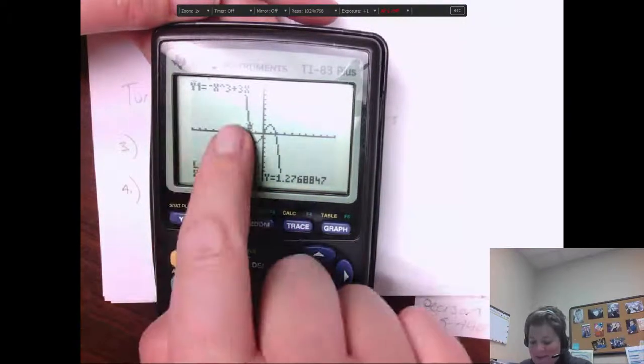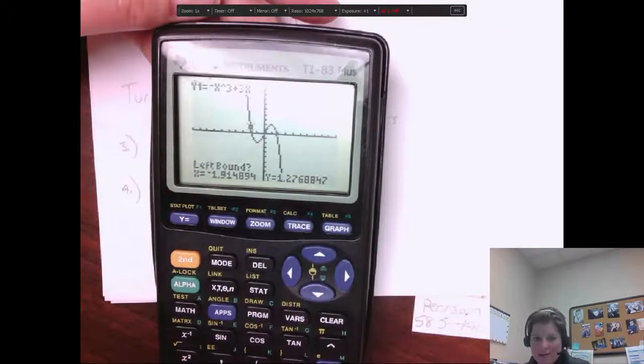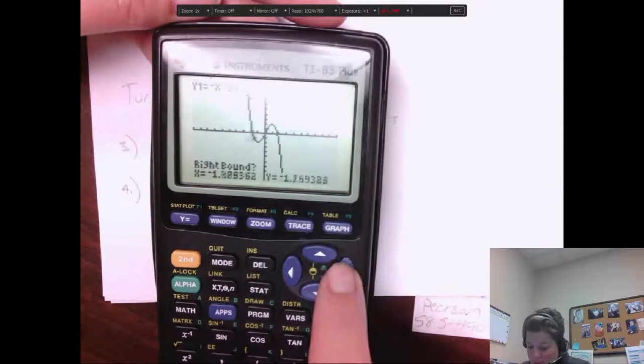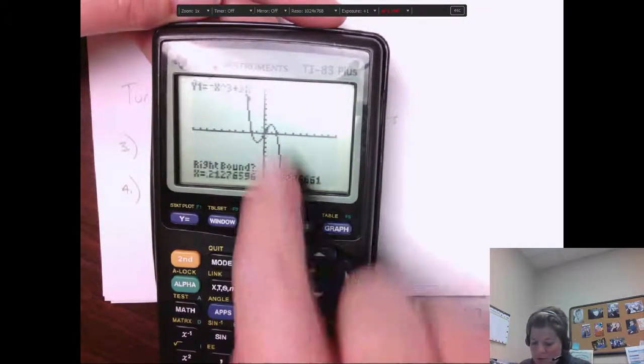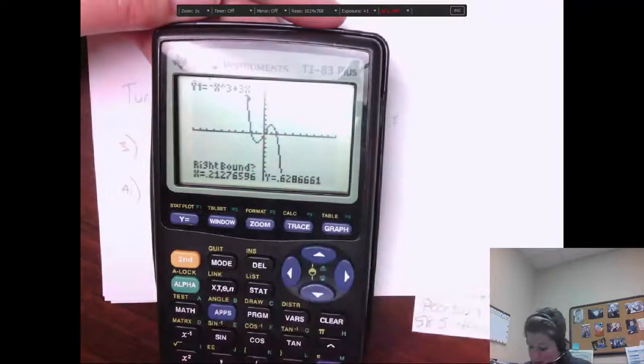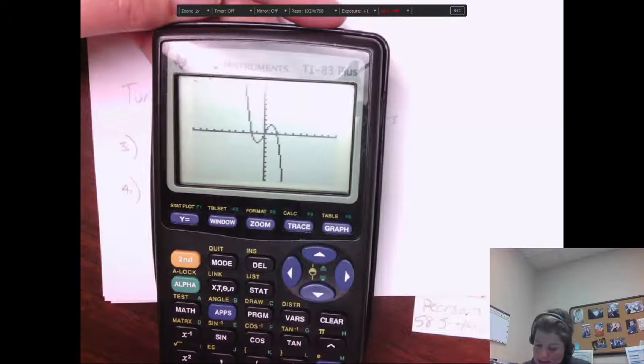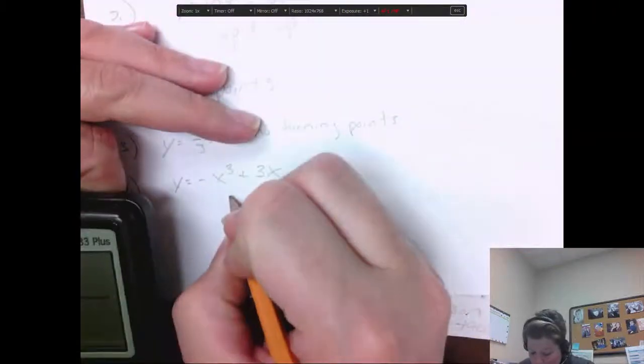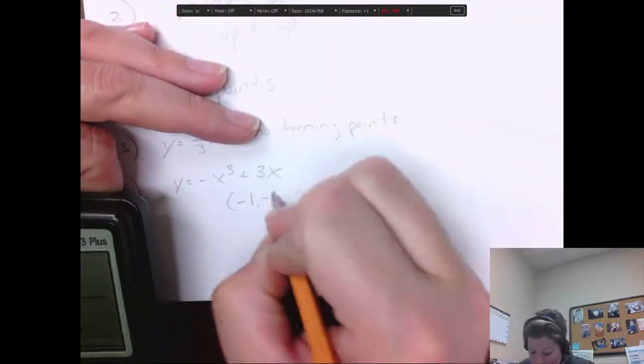I have to be on the left side with my blinky, and then I click enter, and then I have to move him to the right side, but you can't go too far because you don't want to get over the other point there. I hit enter, and I don't know why there's a guess in there. It's not really the answer. You have to hit enter again. Here's the answer, -1, -2. So we have one turning point at -1, -2.